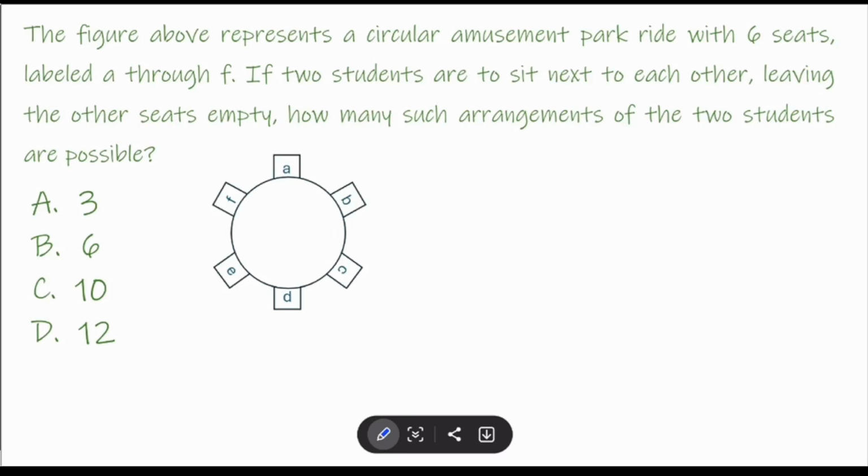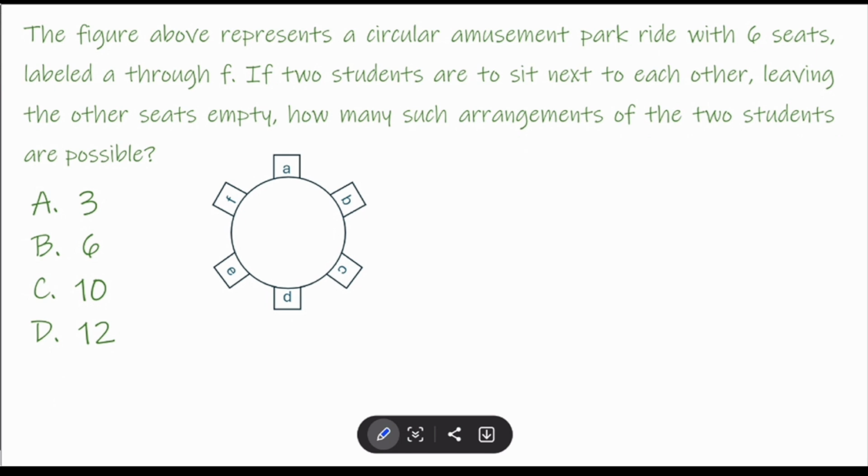Okay, so let us solve this problem. The figure above, actually it's shown below, represents a circular amusement park ride with 6 seats labeled A through F. If two students are to sit next to each other, leaving the other seats empty, how many such arrangements of the students are possible?